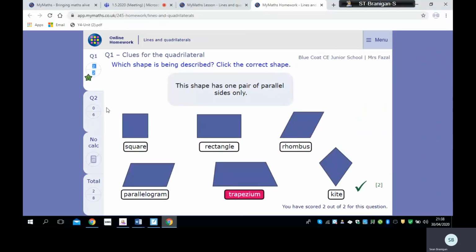Just children, notice the way that I looked at each shape and compared them all. I didn't just guess one. I reasoned. I used my reasoning. Well, it can't be those because they've got two. That hasn't got any. So therefore I knew that it was the trapezium. It only had one set of parallel sides.